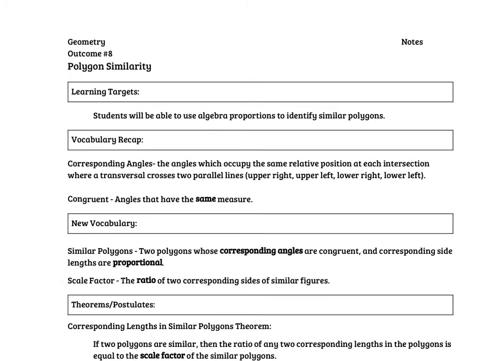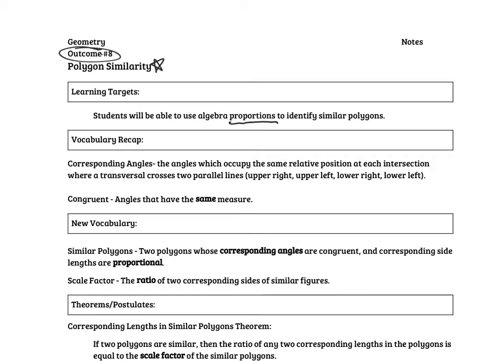That is our next standard. So that's outcome number 8. Remember, there are 12 outcomes in this class. So what you guys are going to do is you're going to use proportions, which you have done for e-learning before, where you solve proportions to identify whether or not two polygons are similar.